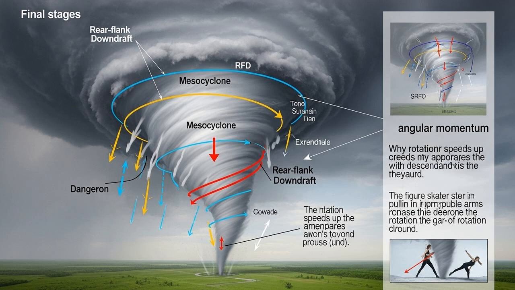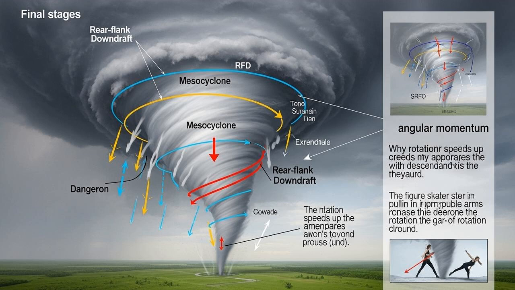One key player is the downdraft, currents of sinking air within the storm. A specific downdraft, known as the rear flank downdraft, or RFD, sweeps around the back of the mesocyclone. This surge of sinking air is thought to help tighten and concentrate the rotation, essentially squeezing it and bringing it down towards the ground. As this happens, another principle of physics comes into play: the conservation of angular momentum.